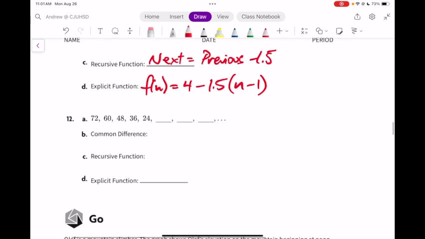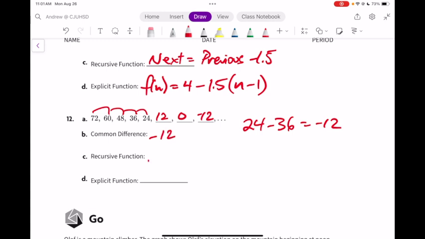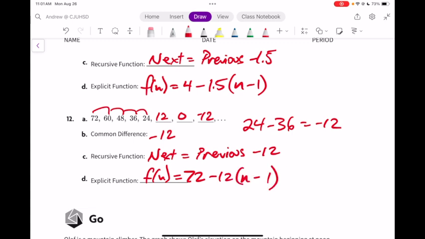Our last problem. Any number, remember any two numbers except the first one, so 24 minus 36, negative 12. We're going down by 12s every time. Down, down, down, down. So 12, 0, negative 12. Common difference is negative 12. Recursive function is next equals previous minus 12. Explicit function, first number, 72, minus 12 times n minus 1.